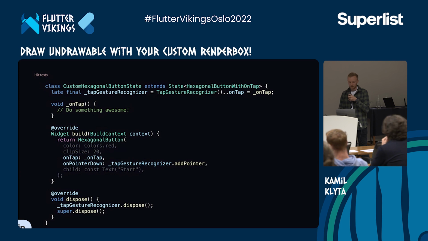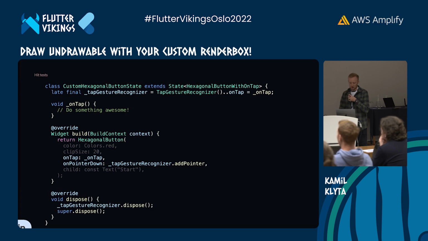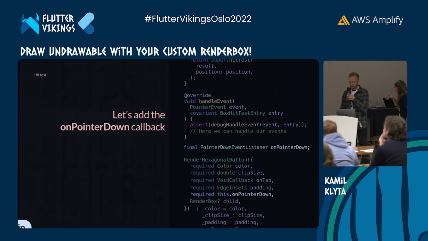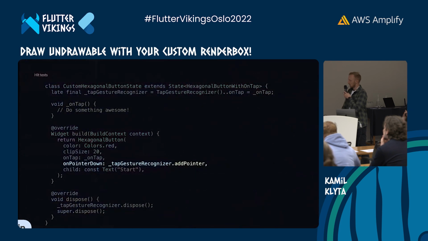As you can see, here we are providing the on-tap method, which is the method that we would like to provide, like on-pressed on our button, and the on-pointer down, which is a method that will provide the events from the render box to our gesture recognizer. To handle that, we add the on-pointer down property to our widget and to our render box. And in handle event, if the event is a pointer down event, we provide this event to our gesture recognizer. The gesture recognizer will receive it, analyze it, and if this is a tap, the on-tap callback will be called, and something awesome will happen. So this is the flow.